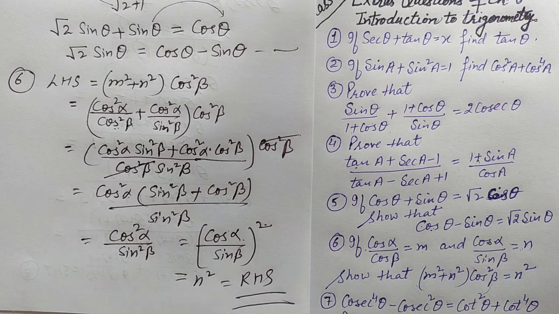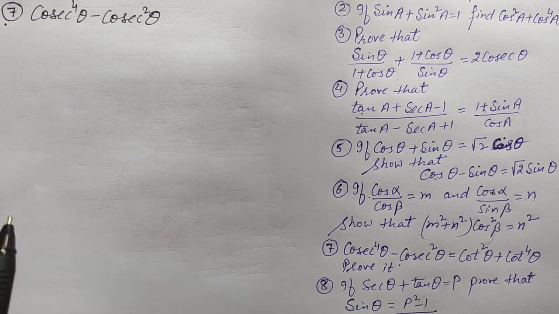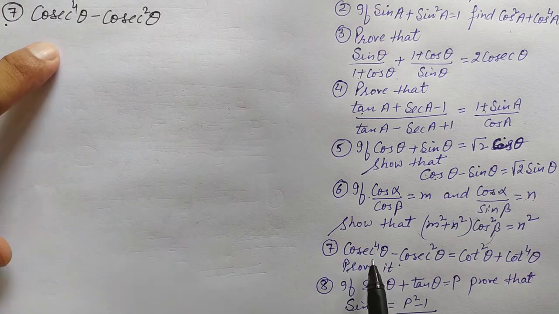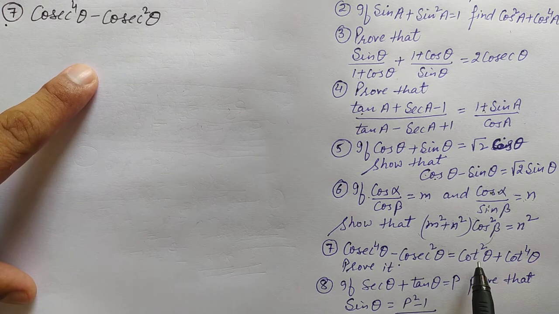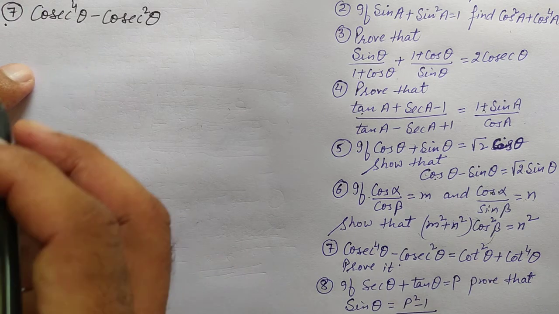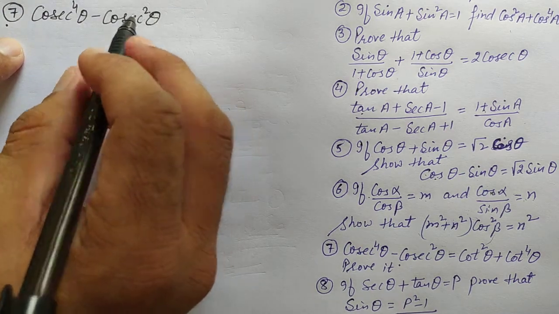So this way. Now the seventh question is prove that cosecant power 4 theta minus cosecant square theta is equal to cot square theta plus cot power 4 theta. So what we do, we'll start from the left hand side and keep solving it till the right hand side. We'll get the answer to the right hand side. So let's start. I have taken cosecant power 4 theta minus cosecant square theta.